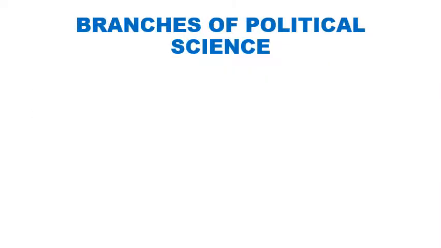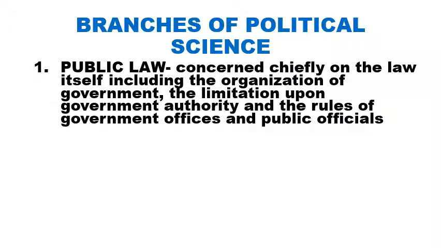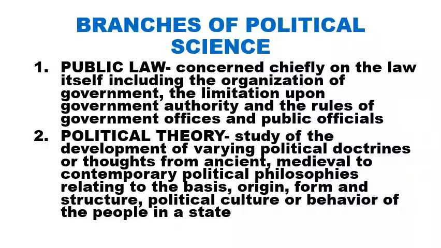Branches of political science. Public law, concerned chiefly on the law itself, including the organization of government, the limitation upon government authority, and the rules of government offices and public officials. Political theory, study of the development of varying political doctrines or thoughts from ancient, medieval to contemporary political philosophies, relating to the basis, origin, form and structure, political culture or behavior of the people in a state.